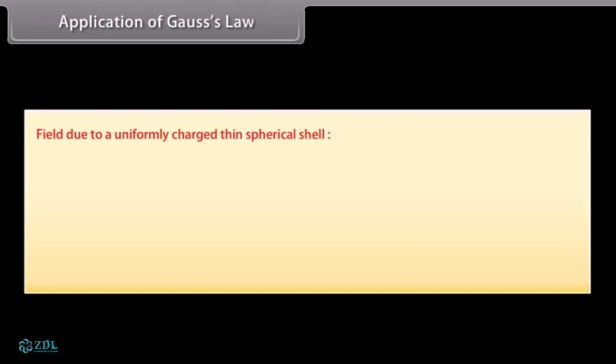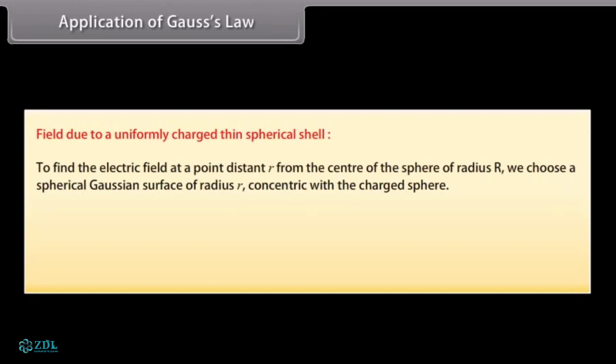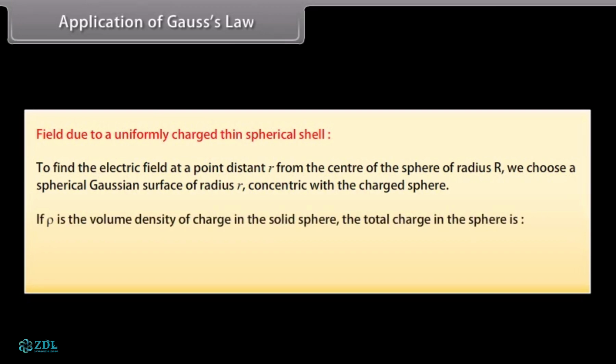Field due to a uniformly charged thin spherical shell. To find the electric field at a point distant r from the center of the sphere of radius R, we choose a spherical Gaussian surface of radius r concentric with the charged sphere. If ρ is the volume density of charge in the solid sphere, the total charge in the sphere is given by Q is equal to 4 upon 3 pi R cube ρ.